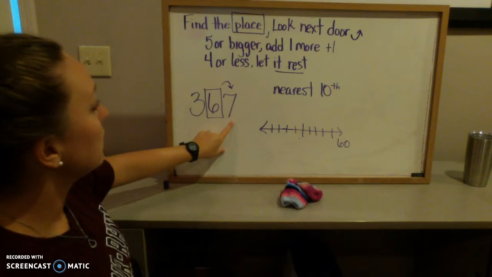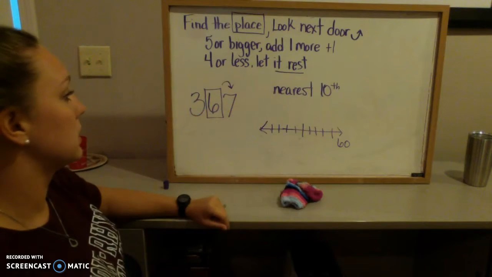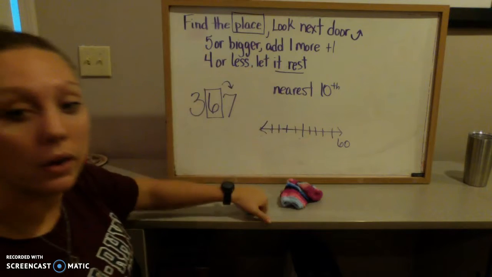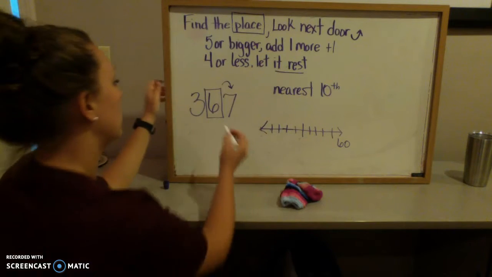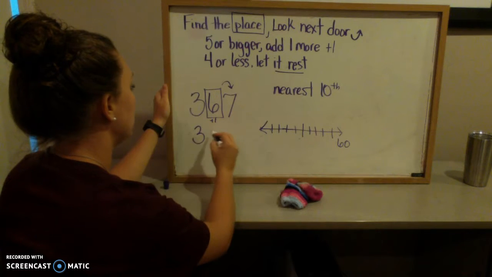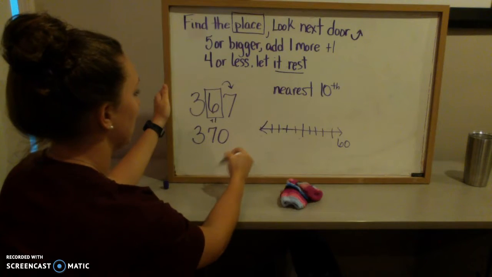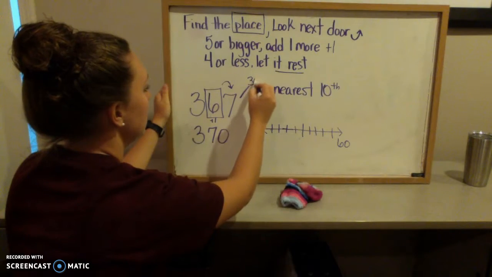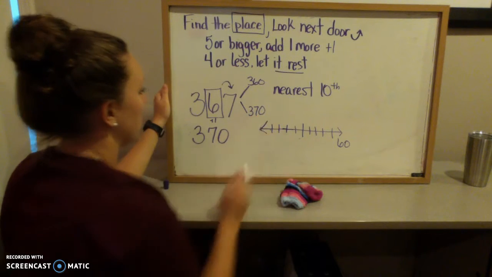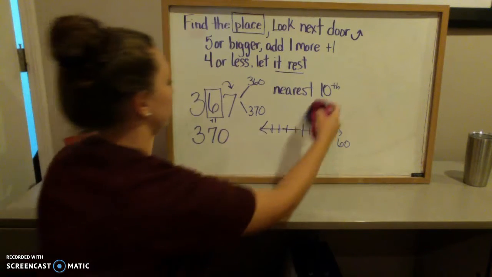Because of the 7, are we going to add 1 more, or are we going to let it rest? Well, I know that 7 is in the 5 or bigger group, so now I know that I'm going to have to add 1 more. So I'm going to add 1 here. That makes it closer to 370, right? Because I could go to 360 or I could go to 370. And it's definitely closer to 370.